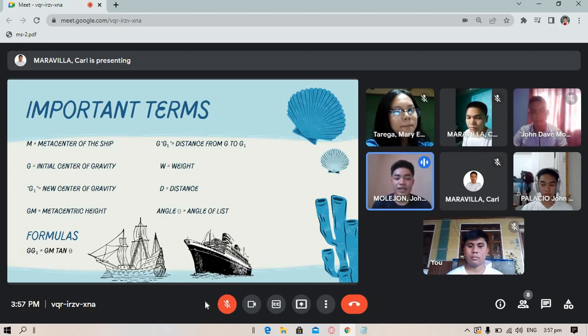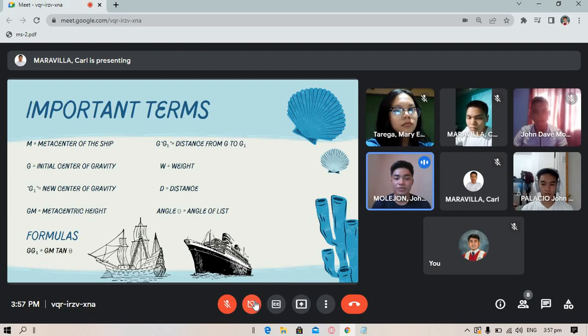And lastly is the angle of list. The angle of list is the degree to which a vessel heels to either port or starboard at equilibrium, with no external forces acting upon it. Listing is caused by the off-center line distribution of weight aboard due to uneven loading or to flooding. So our formula here is GG1 equals GM tangent theta.